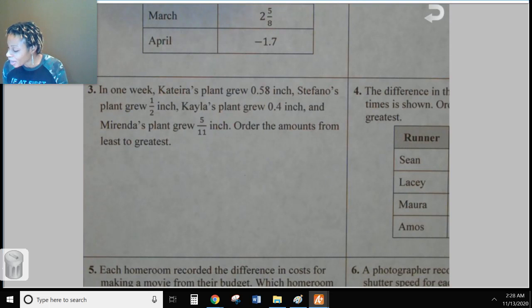In 1 week, Katarina's plant grew 58 hundredths of an inch. Stefano's plant grew half an inch. Kayla's plant grew 4/10 of an inch. And Marinda's plant grew 5/11 of an inch. Order the amounts from least to greatest. So highlight the numbers that are important.